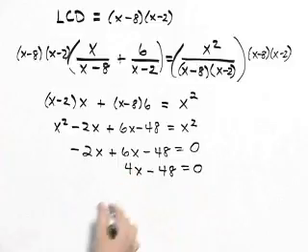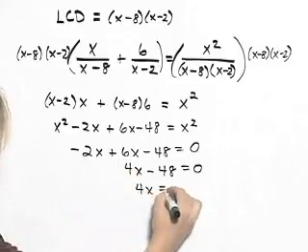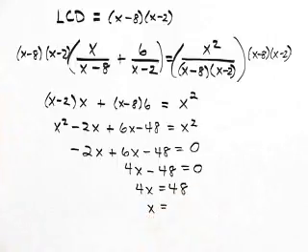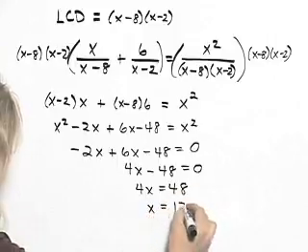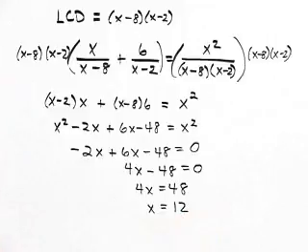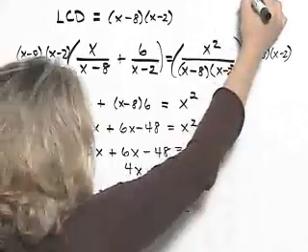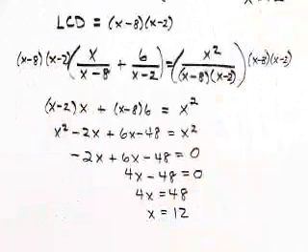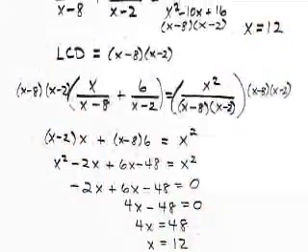We can then add 48 to both sides of the equation and then divide both sides by 4. And 48 divided by 4 is 12. We need to then put this back into the original equation. We know that we get an obtained value of x equals 12.